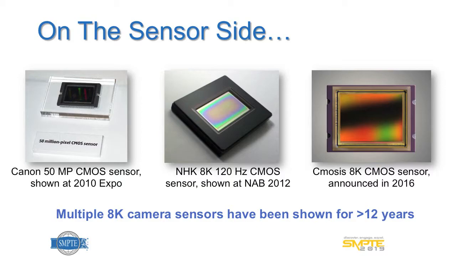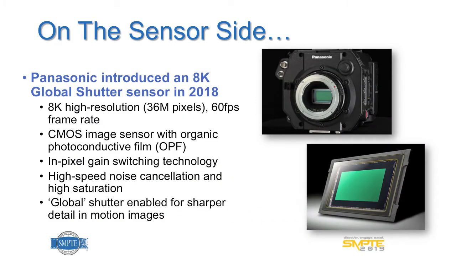And then last year, Panasonic introduced what's called a global shutter sensor that uses an organic photoconductive film layer. We're going to hear more about that this morning. That can do 8K, 60 frames per second, using in-pixel gain switching technology, high-speed noise cancellation. And it is really cool because by varying the voltage on it, you now have an infinitely variable neutral density filter built into the camera.